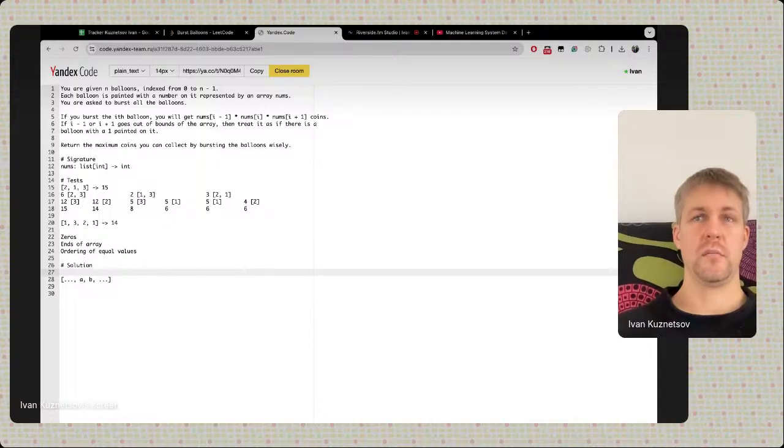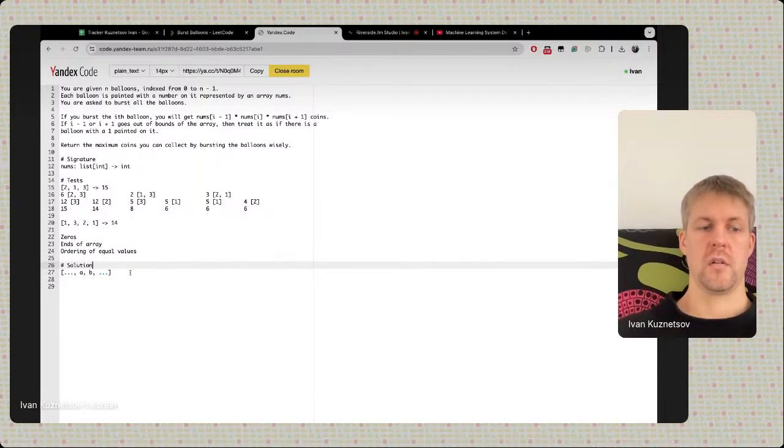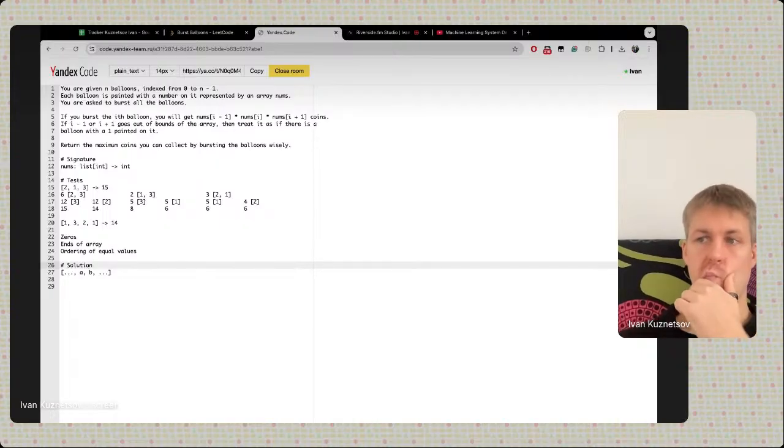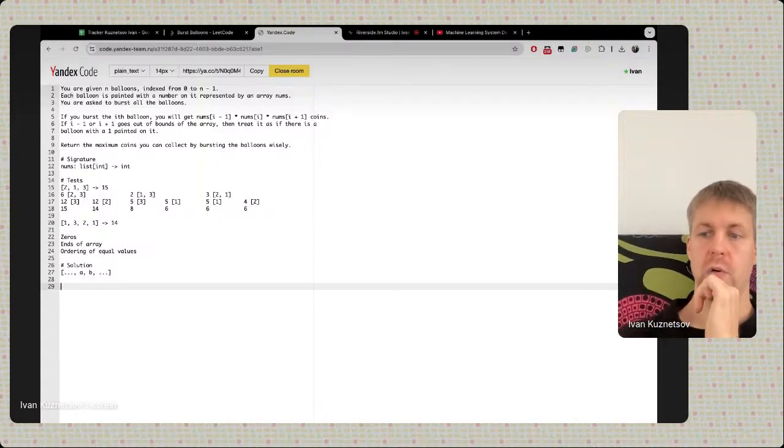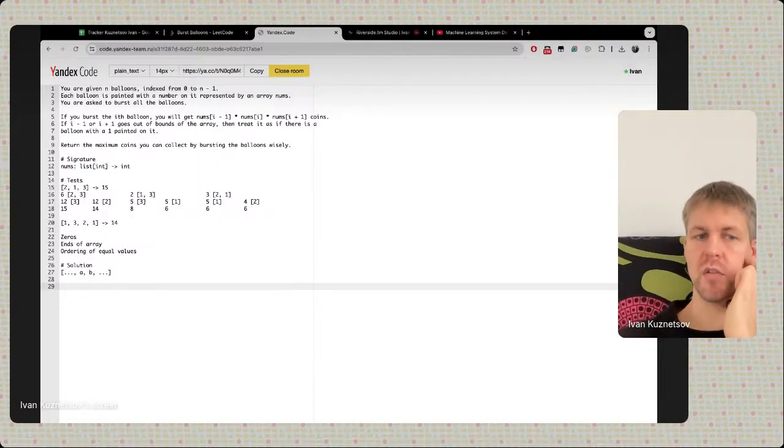Now, does it matter what happens in the ends of the array? I am not sure yet. Okay, how can I prove that this holds always and there is always this ordering of the balloons, that you need to first burst the smaller ones and then burst the bigger ones?